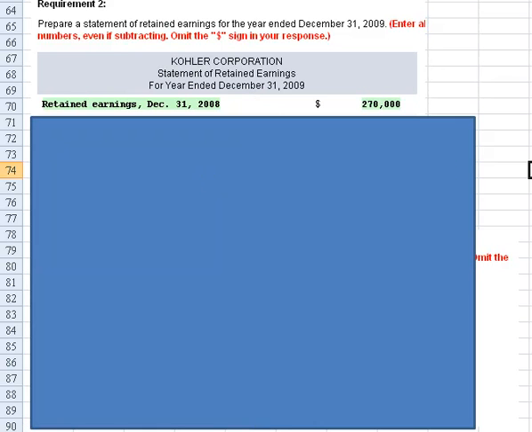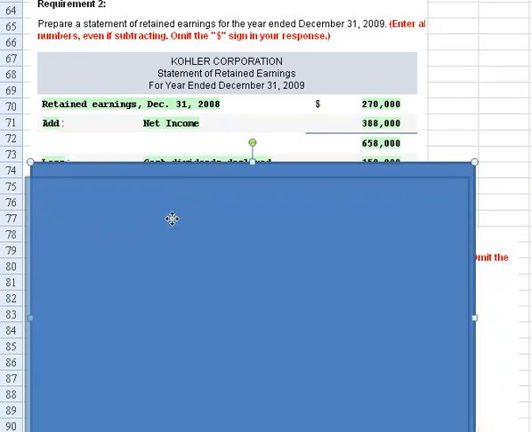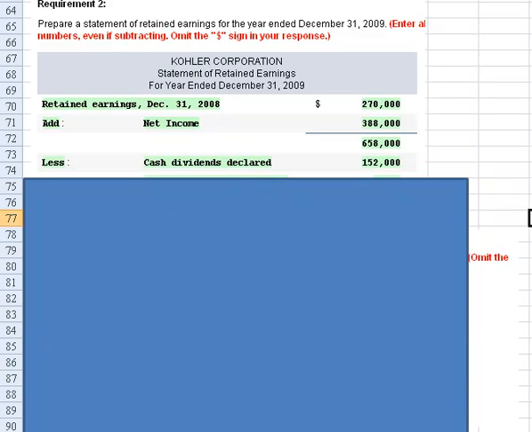We start off with the beginning balance, which was $270,000. Okay, that was given in the problem. Then we add the net income, and in the last transaction, we knew that net income was $388,000. That gives us a subtotal. Then we would subtract out the cash dividends declared, and the cash dividends declared were the total of the $72,000 we had declared plus the $80,000 we declared. We had two separate transactions in requirement 1 where we put that together.